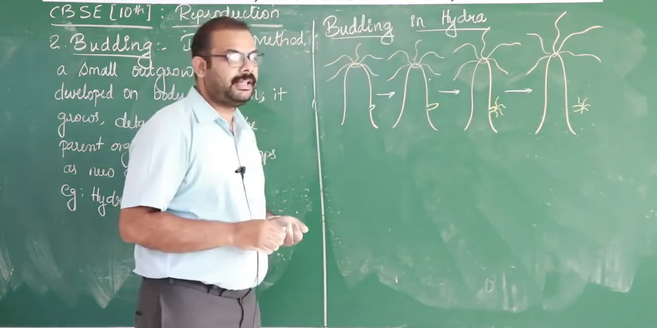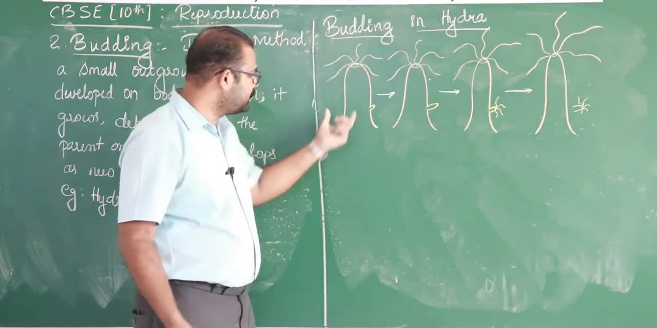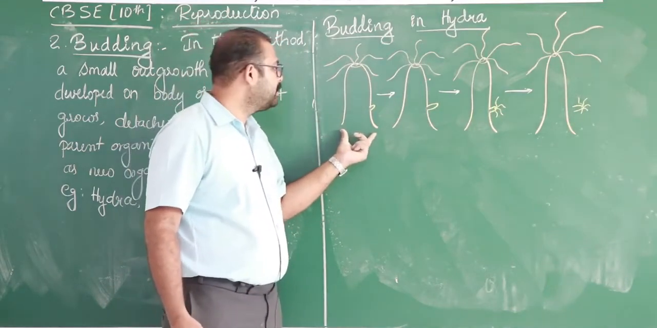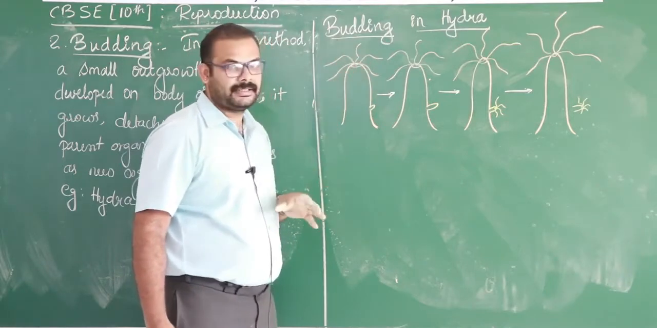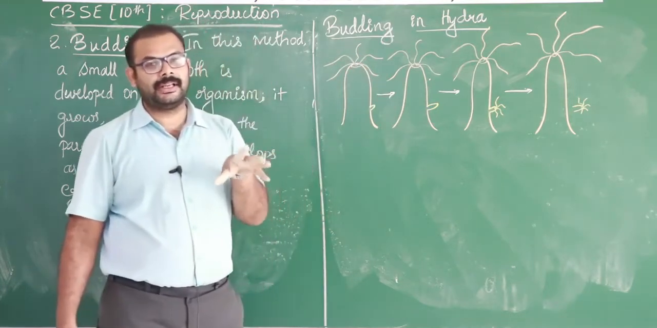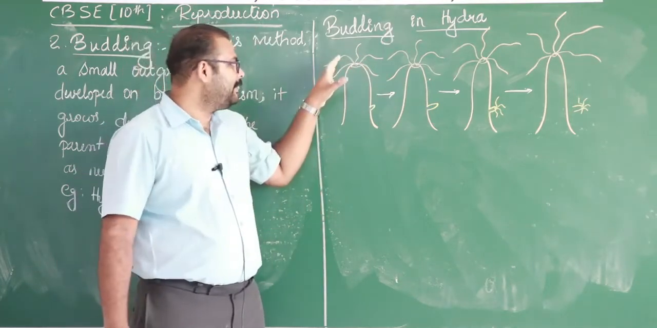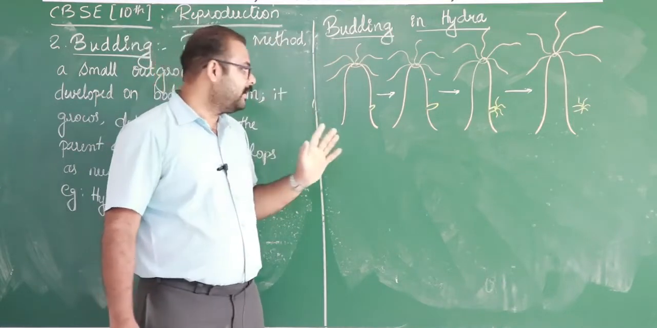So this is budding in Hydra. Here this is the body of Hydra, this is the mouth, and these are all tentacles. Tentacles are the appendages or locomotory organs of Hydra. They help in holding the prey.